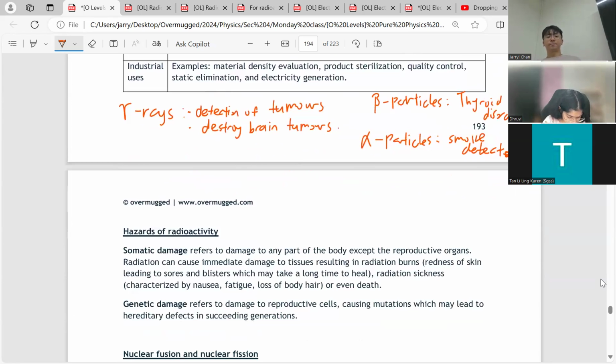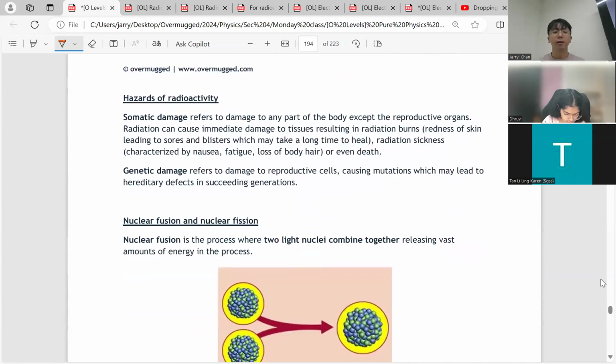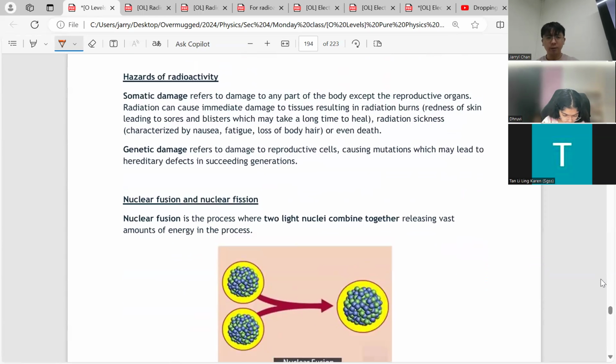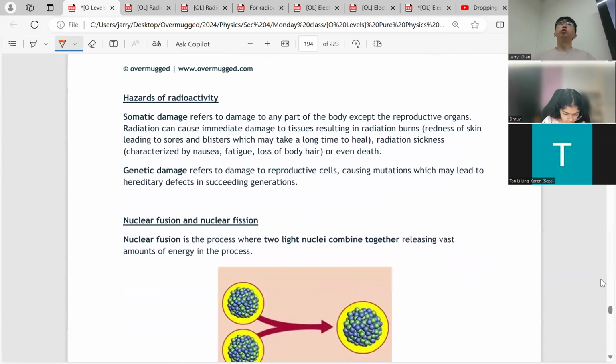Okay, lastly, hazards. Hazards of radioactivity, somatic versus genetic. This one technically I would say is FYI. I don't need you to be crazy over this hazards portion. Just know that we need to limit our exposure to radioactivity.